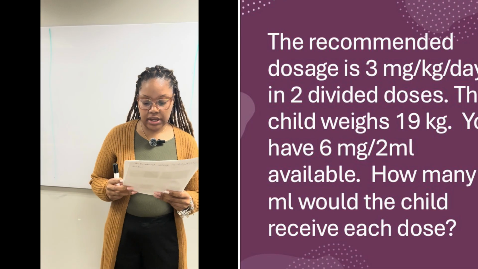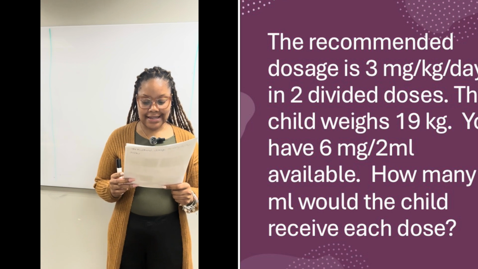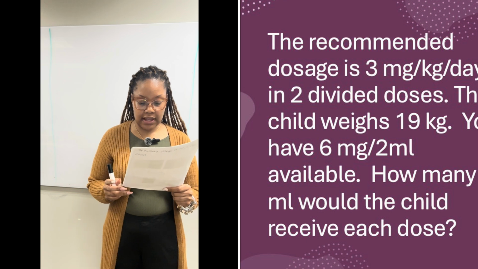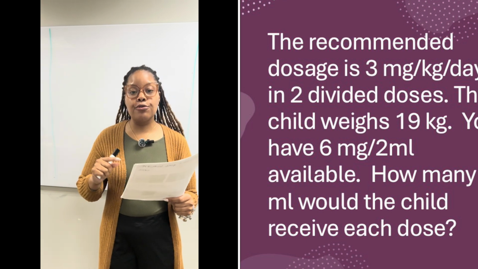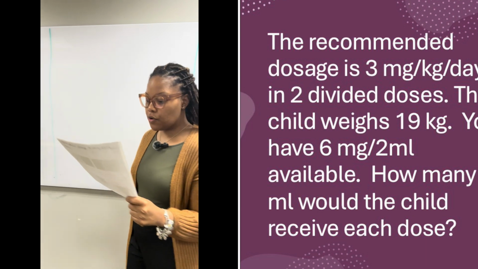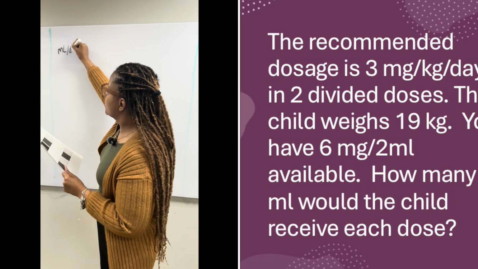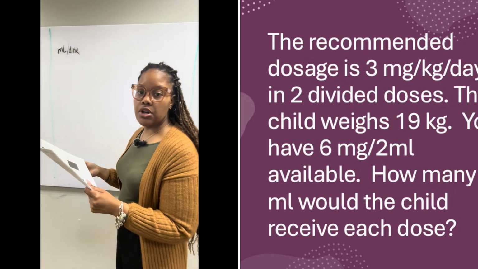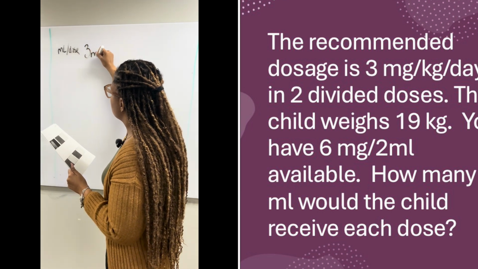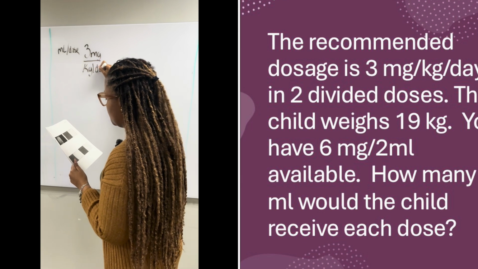Recommended dosage is 3 mg per kg a day in 2 divided doses. The child weighs 19 kgs. You have 6 mgs per 2 mLs available. How many mLs would the child receive each dose? So we want to write down first what the question is asking for. So the question is asking for mLs per dose. So again, we're going to start with the recommended. So the recommended is 3 mgs per kg a day.